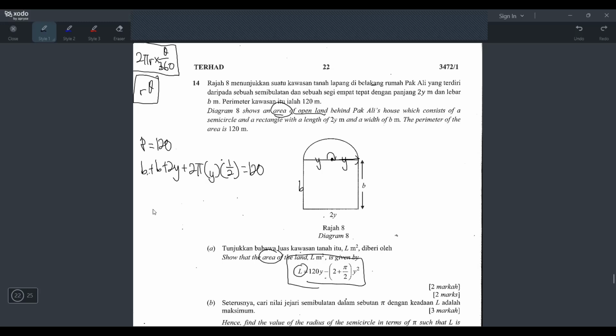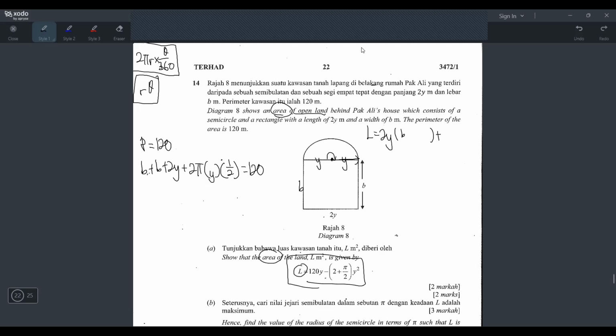All right. Why I have to find b here is because when they ask us to find the area of this, the area they want me to find is in terms of y only, right? So if I straight away find the area, I will just take the area of the rectangle, 2y times b, plus the area of the semicircle.